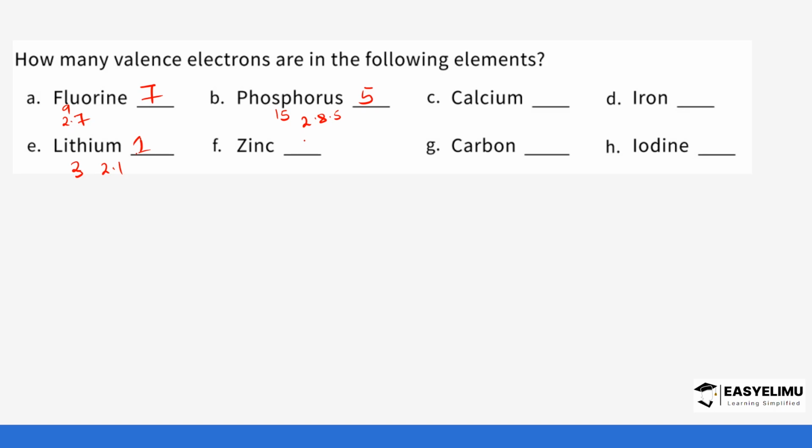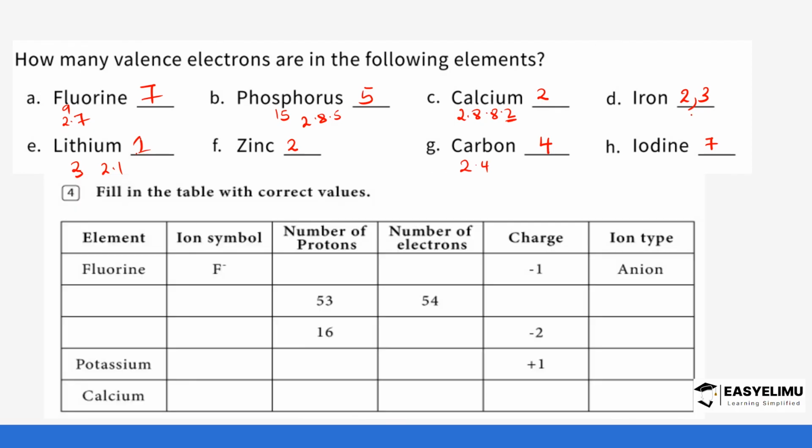Zinc, we get the valence electrons of zinc depending on the oxidation number. So the valence of zinc is going to be 2. The valence of calcium is 2.8.8.2, so the valence is going to be 2. For carbon, it's going to be 2.4, so the valence is 4. Iron is going to be either 2 or 3, and iodine is going to be 7 because it has 7 electrons in the outermost shell because it is in group 7.